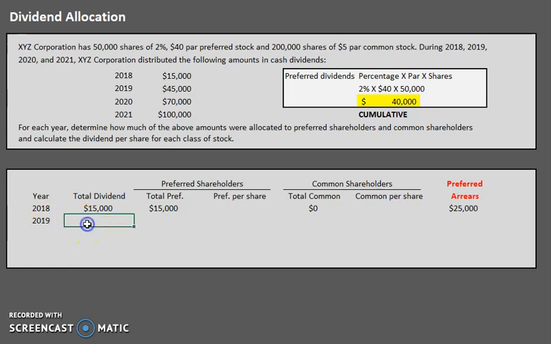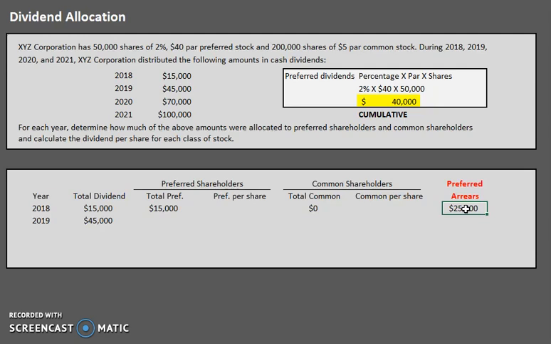All right, taking a look at 2019, the total dividend that XYZ Corporation gave out was $45,000. Now, let's work on preferred. So, $45,000 is the amount that XYZ Corporation, essentially the parent, has to give out. So, preferred shareholders, the preferred sibling, how much do they stick their hand out and ask for? They are going to be asking for $40,000, which they are entitled to for this year, plus the arrears from last year. So, this year they're saying, I don't just want $40,000. I want that additional $25,000 that you promised me from last year.